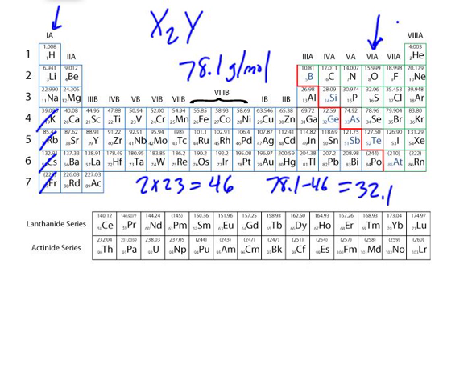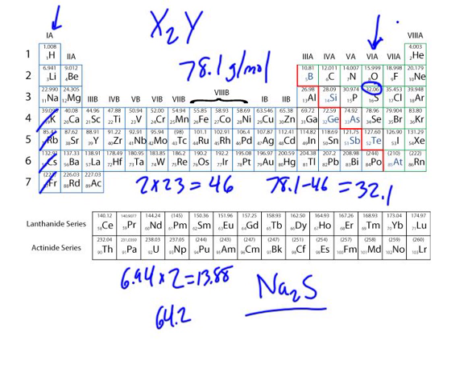32.1. So I look and say, do I have one that's 32.1? This is a great candidate, sulfur. So I'm going to guess that my formula is Na2S, because this adds up to about 78.1. Now, to be safe, I could double check and say, well, is lithium possible? So 6.94 times 2. If I double that, I get 13.88. And let's see, is there a possible way to make that work? So 78.1 minus 13.88, that would give me a molar mass of 64.2. And notice there's no 64.2, so lithium won't work.